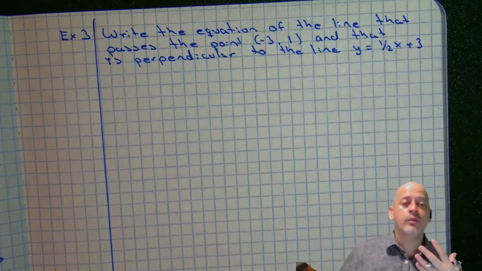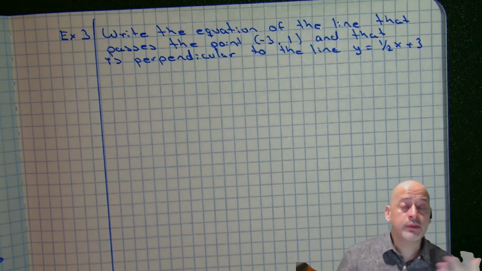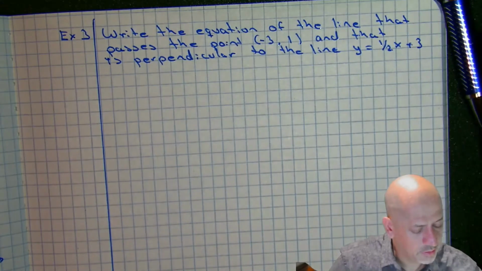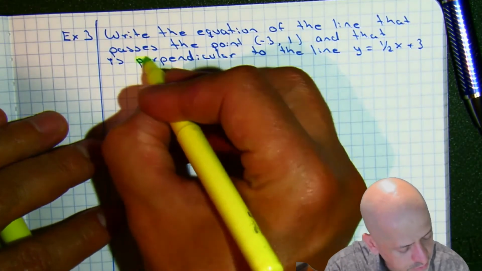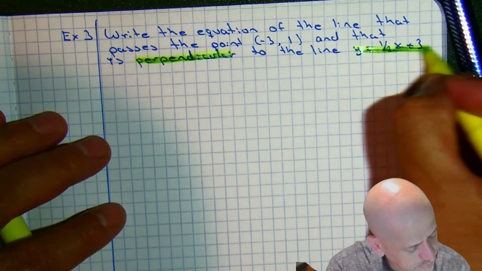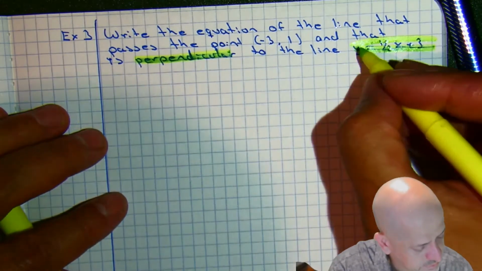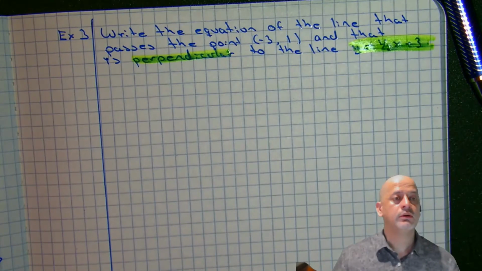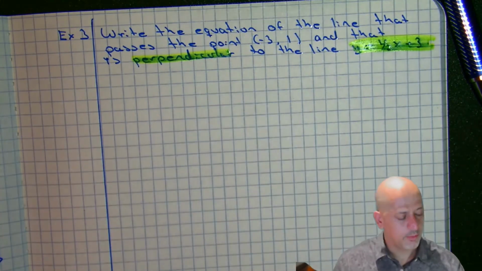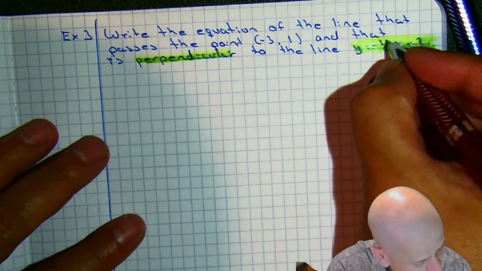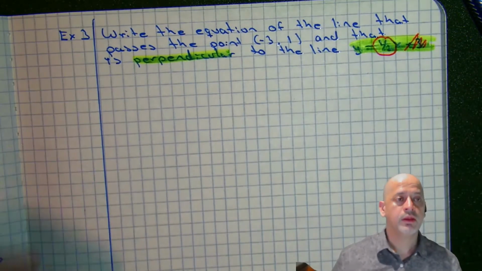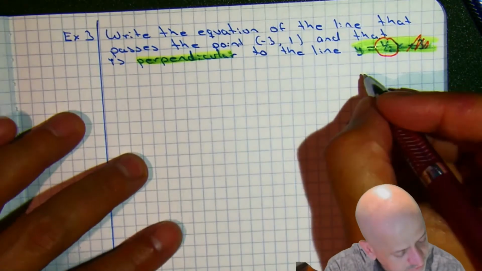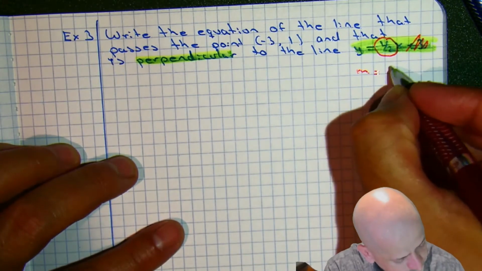So now they are telling us that it's perpendicular. That means that the only thing that we need from this equation is the slope. We can get rid of this number here. So therefore, the slope for this line is 1/2.